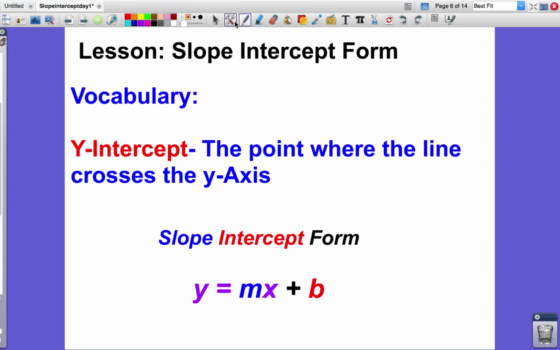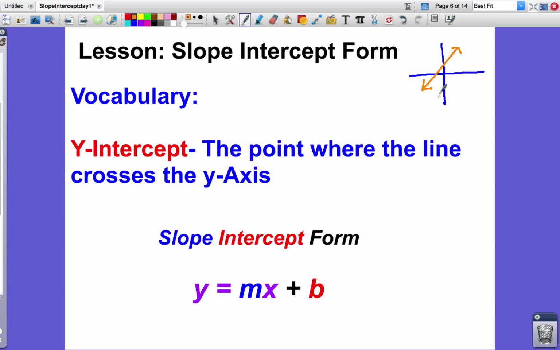So here's what I mean by that. If I have a graph, I'm just going to draw it really quick over here. Here's a coordinate plane, and then let's say here is my line on that coordinate plane. So I graph this linear function. There's the graph of the line on my coordinate plane. The y-intercept is the point where the line crosses the y-axis.